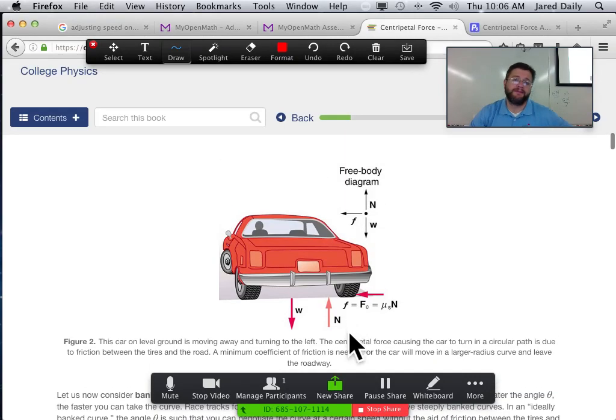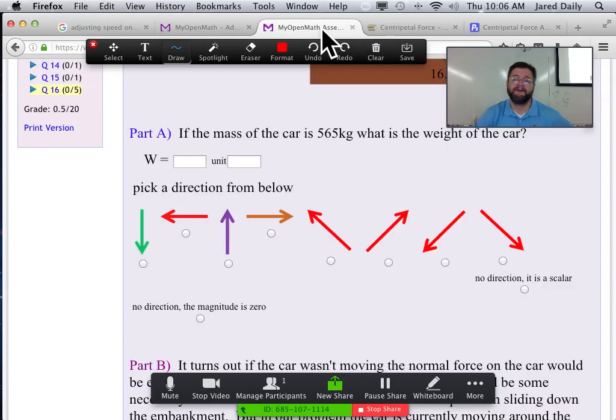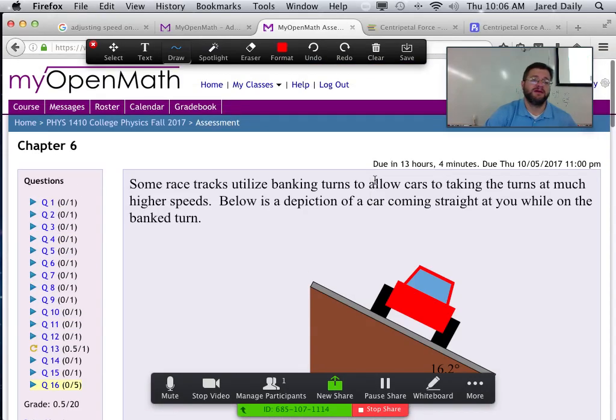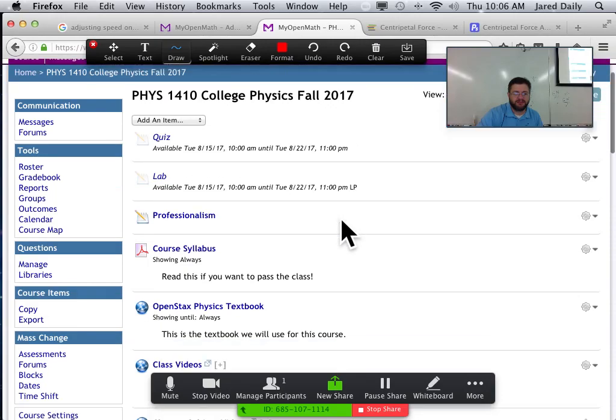So, okay. Any more questions on homework for chapter 6? I honestly think chapter 6 should be combined with a different chapter, with the rotational dynamics chapter.